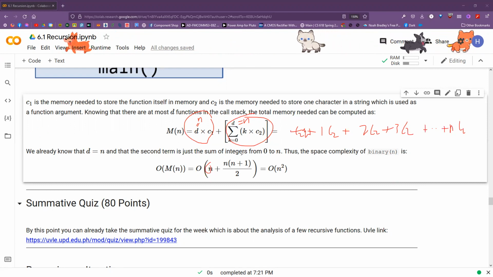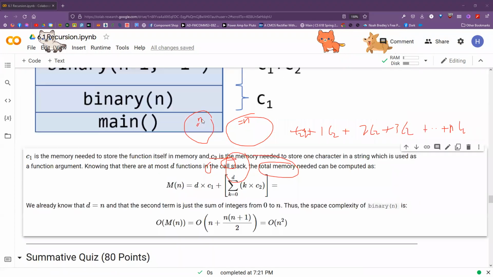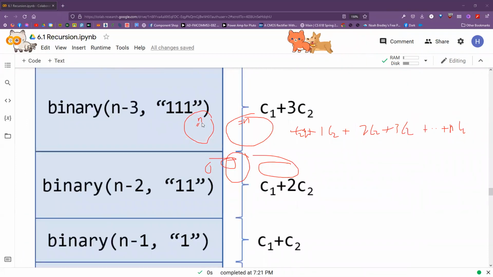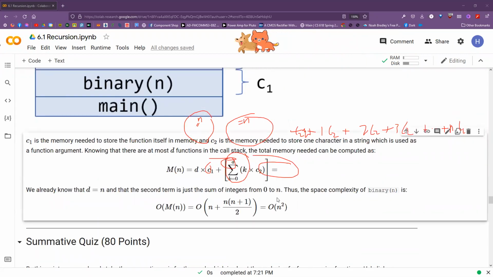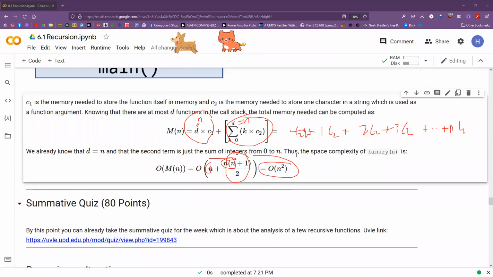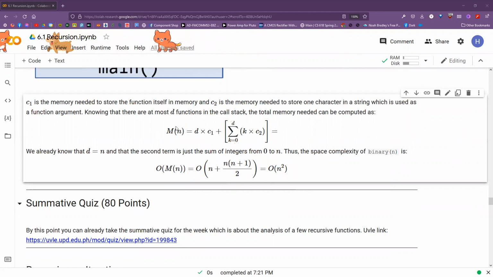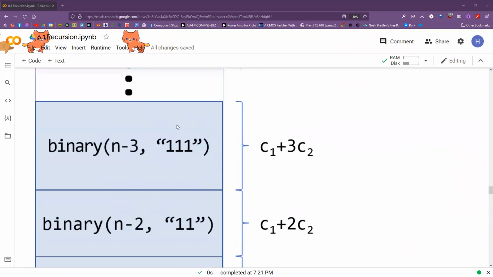So yung simplification niyan is n times n plus 1 all over 2. And with that, we get yung ating highest increasing term as n squared. So yung ating memory complexity for our function binary is O of n squared. So, medyo similar lang siya sa time complexity, pero nag-iiba ng konti yung ating context.